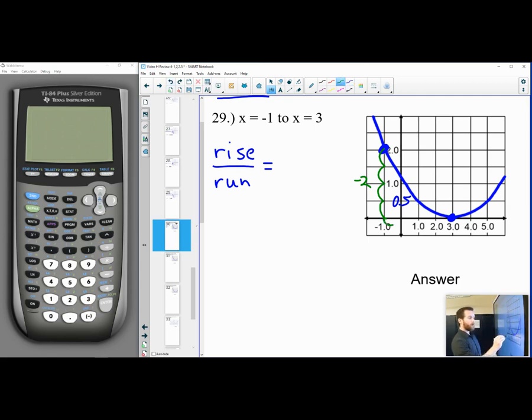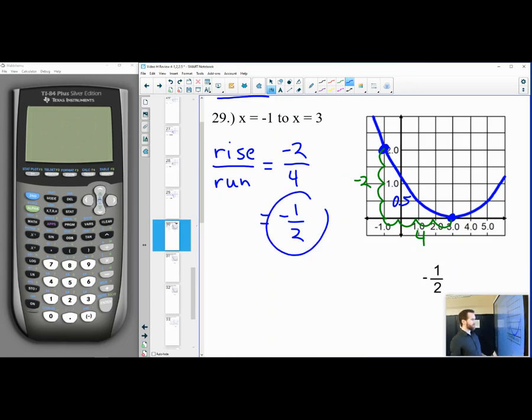Let's go back to green. 1, 2, 3, 4. So it's -2 for the rise and 4 for the run, and we simplify that. That's just -1/2. That should be our answer. Check it against the answer key.